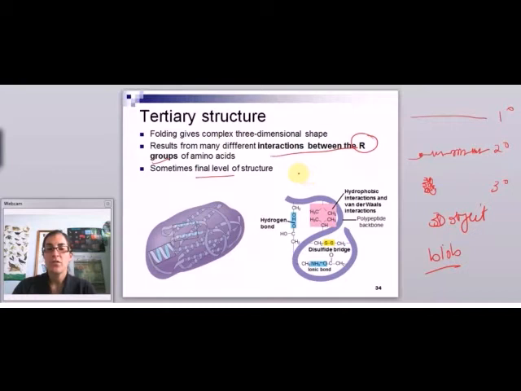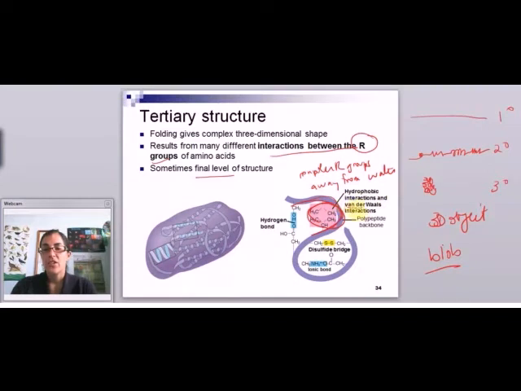And hydrophobic interactions is where nonpolar R groups have to be away from water. So the protein will have to fold up in such a way that the R groups, which are nonpolar, have to be folded up inside of here so that they can be away from water.